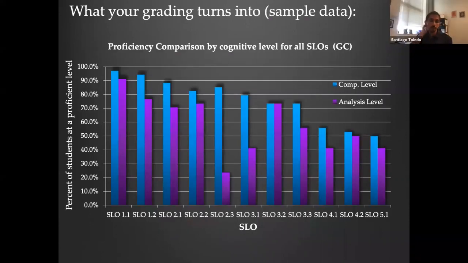So your grading structure now has additional layers of feedback, for both you and for the students: by cognitive level, by SLO, even by type of assignment if you want to do it that way. You have now these additional layers.